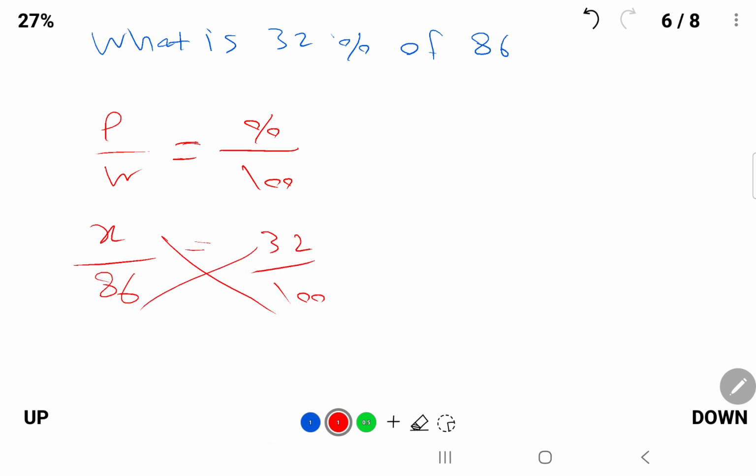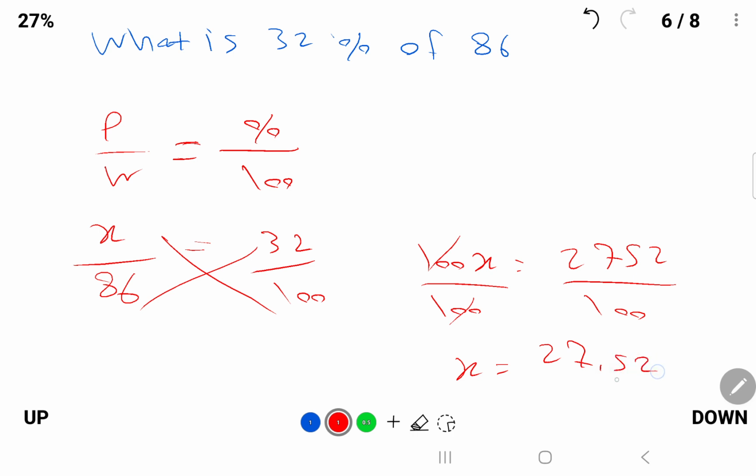Now cross multiply: 100x equal 32 times 86, which is equal 2752. Divide by 100, divide by 100, cancel 100 and 100, x is equal 27.52. So this is the final answer.